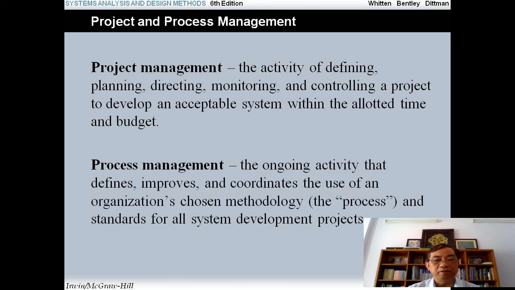Project and project management. Project management is the activity of defining, planning, directing, monitoring, and controlling a project to develop an acceptable system within the allotted time and budget. Process management, the ongoing activity that defines, improves, and coordinates the use of an organization's chosen methodology, the process, and standards for all system development projects. And you see here sequential versus iterative development.